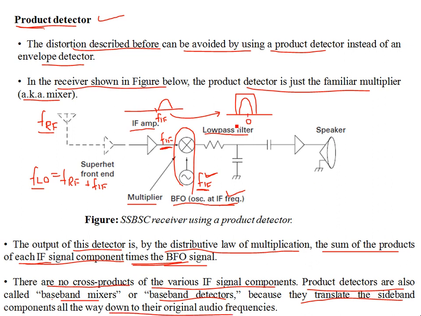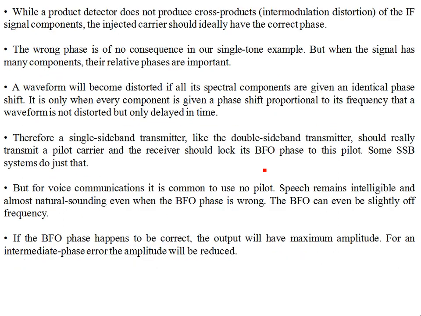So the detection is basically being done at the baseband level or at the DC. Okay. So while a product detector does not produce cross products intermodulation distortion of the IF signal components, the injected carrier should ideally have the correct phase. If there is no intermodulation or beating of different frequency components in the IF stage together, then of course you have the correct carrier phase. So we don't have this problem.